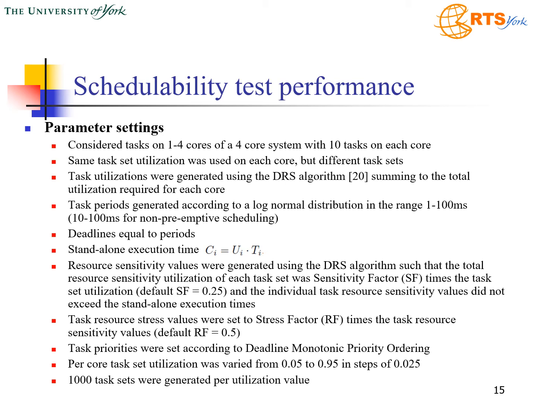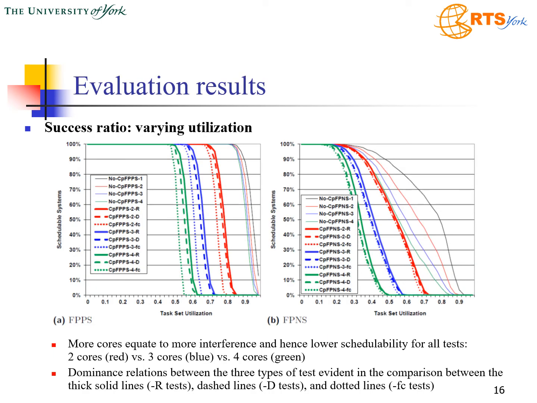Task resource stress values were set to some other factor times the task resource sensitivity values, by default 1/2. Task priorities were set according to deadline monotonic priority ordering, and 1,000 task sets were generated per utilisation level in the experiments. In the first experiment, we looked at the success ratio, that is, the percentage of systems that were schedulable, against task set utilisation for both preemptive and non-preemptive scheduling.